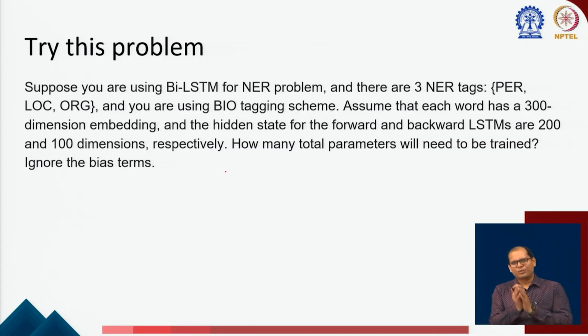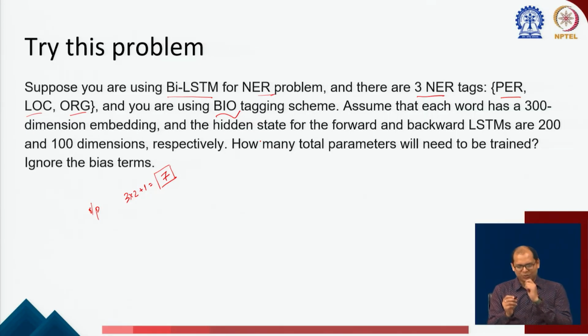So before I start today's topic, let's try out this problem from the bi-LSTM that we did in the last lecture. Suppose you're using bi-LSTM for NER, so it's a sequence labeling problem, and there are 3 NER tags: person, location, organization. And you are using the BIO tagging scheme. So what does it tell you immediately? The output has 3 into 2 plus 1, 7 dimensions, right? Now each word has a 300 dimensional embedding, and the hidden states are 200 and 100 for forward and backward.